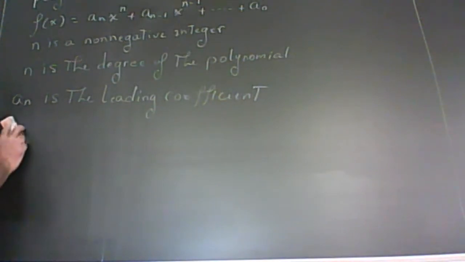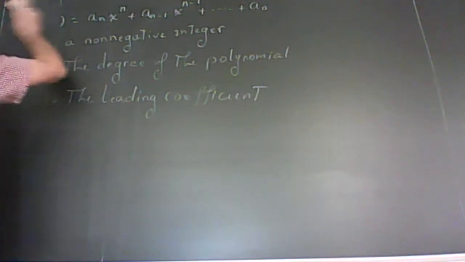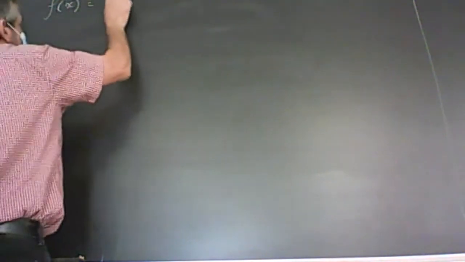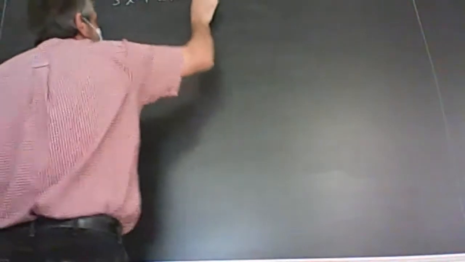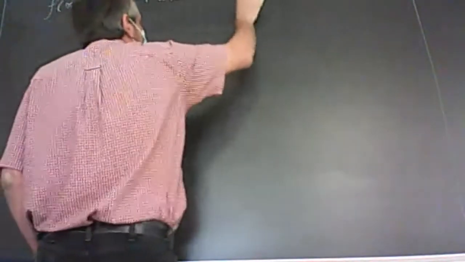Okay, so we're done with this. Let's go ahead and erase these. Don't have too much space on the board. So let's do some polynomials and determine the coefficients, the degree, and the leading coefficient of those. So let's consider first f(x) = 3x^2 + 2x - 4x^3 + 3.